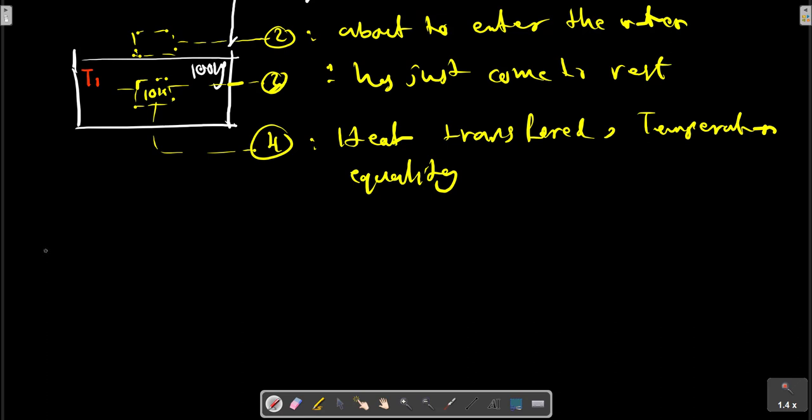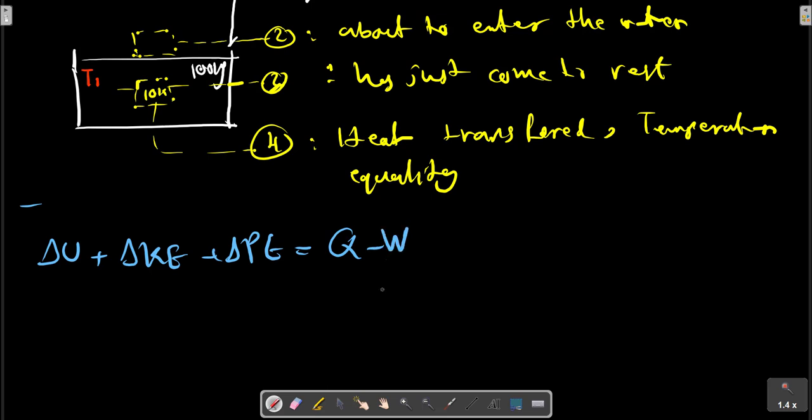The first law says that we have delta U plus delta kinetic energy plus delta potential energy equals Q minus W. So the solution: we should first determine that the stone has fallen from Z1 to Z2, and we assume no heat transfer as it falls and it has not changed state. So for state 1 to state 2, at this point.